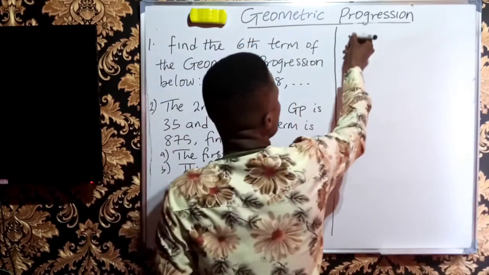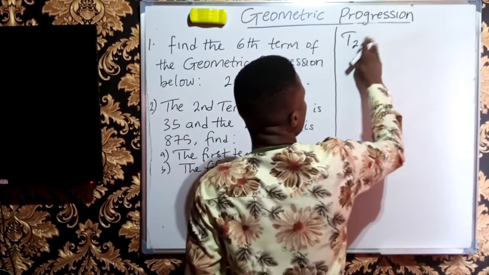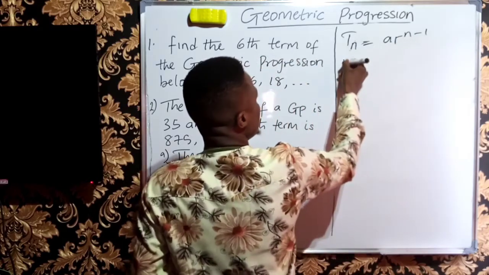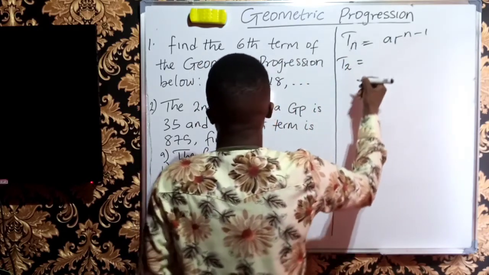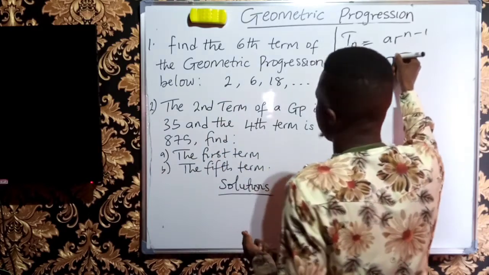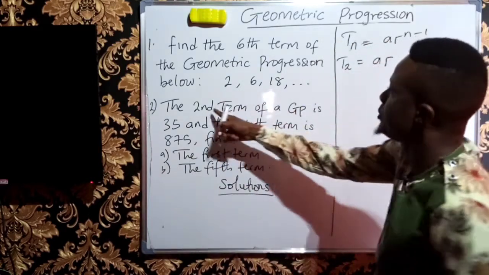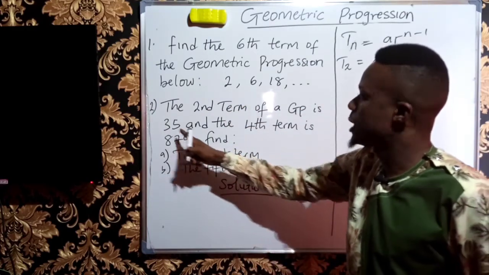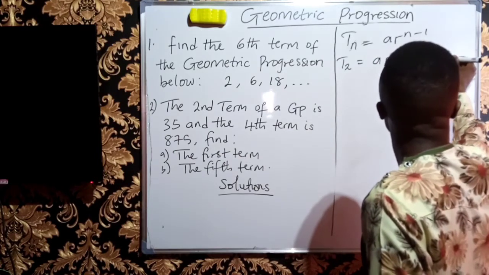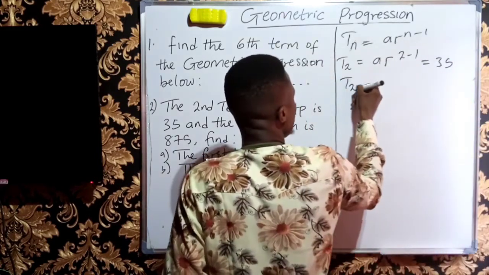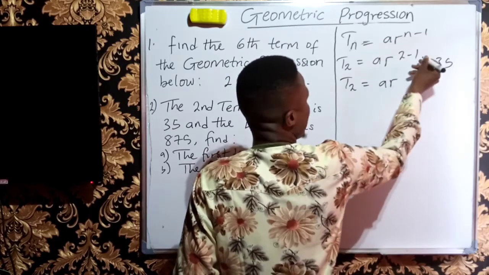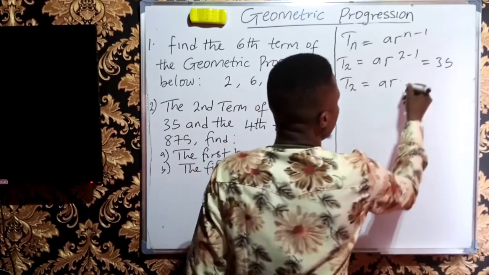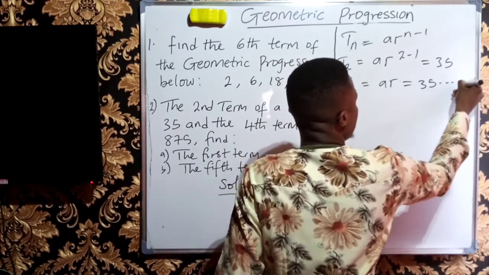The second term is T2. And we know that Tn is ar^(n-1). So my T2 will be A, R, where n is 2, because I'm talking about the second term. So I have 2 minus 1. And we are told that is equivalent to 35. So you write equal to 35. So T2 will give me AR. 2 minus 1 is 1, so no need of writing 1 here, because R to the power of 1 is R. So AR equals 35. I can call this equation 1.